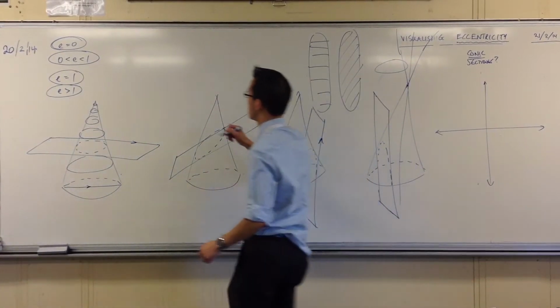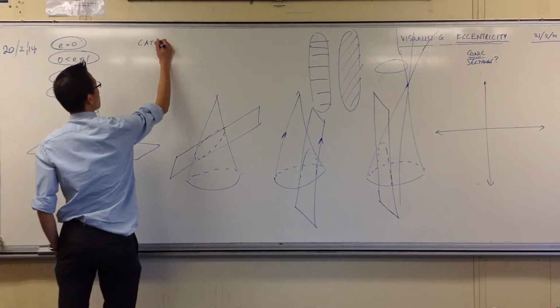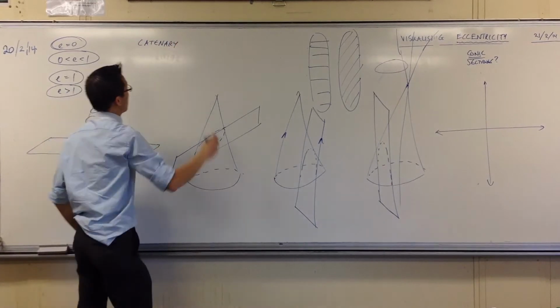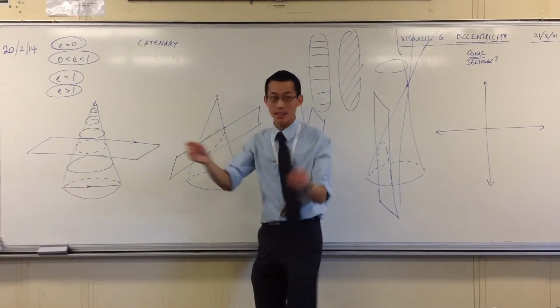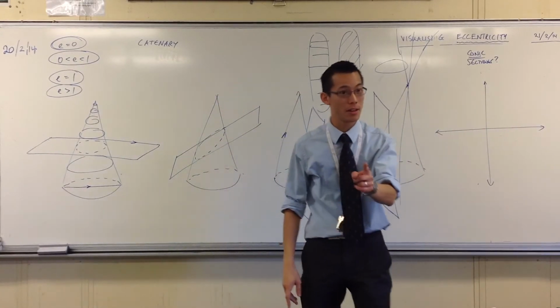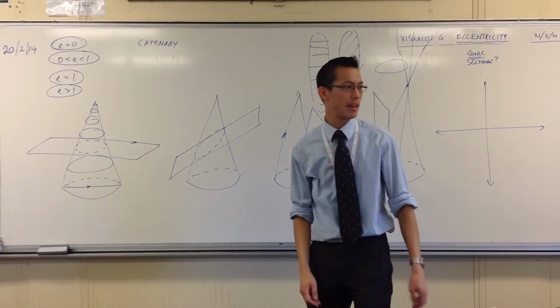It's called, not that this is part of the course or anything, but I don't even know how to pronounce that. I think it's a catenary. It's the shape of an object that's hanging under its own weight. It looks like a parabola, really does, but it's not, and the maths will prove it.